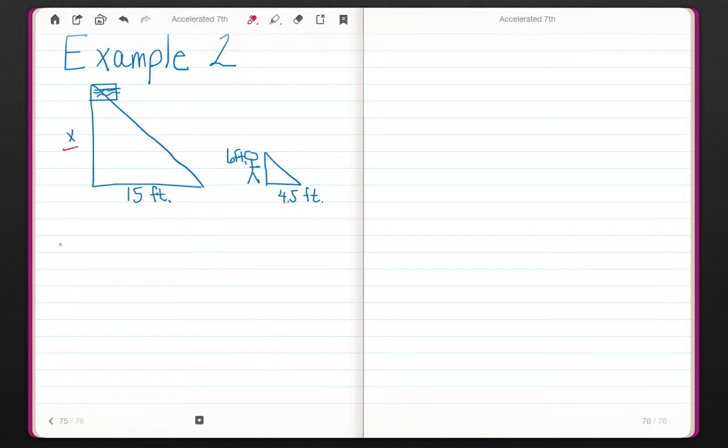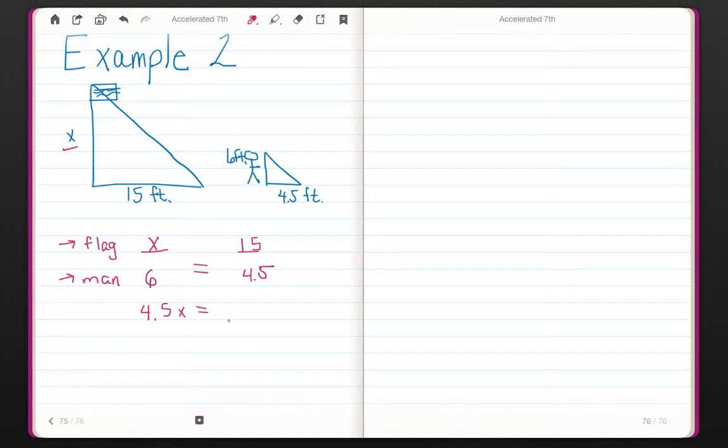So my two triangles, I'm going to have my flagpole here in my numerator and my man in my denominator. So x, the height of the flagpole, 6 feet for the man. The shadow is 15 feet for the flagpole, and the shadow of the man is 4.5 feet. So my ratio is x to 6 equals 15 to 4.5. I cross multiply.